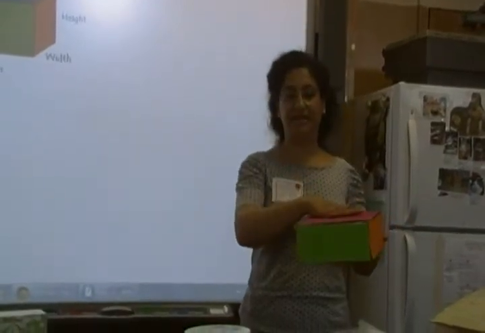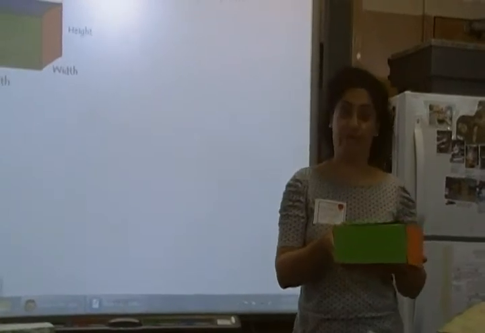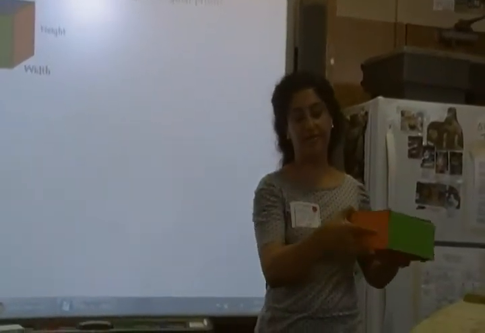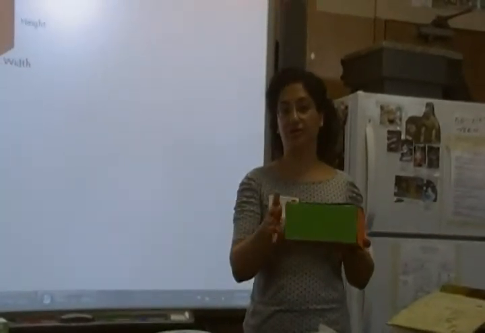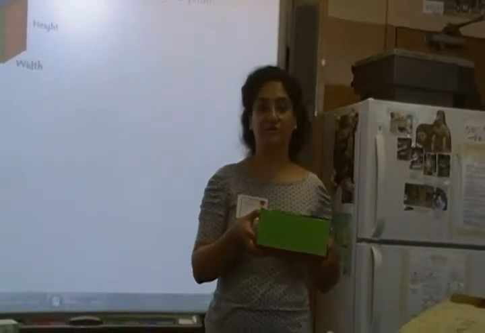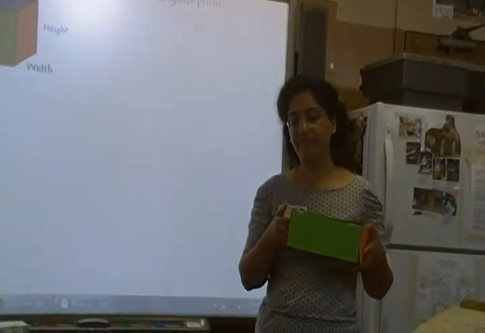So you have, see here that I covered the top and the bottom as your purple sides that are the same. Your front, your green, and your back that are also the same. And your left, your orange side, and your right are also the third pair of sides that are the same.